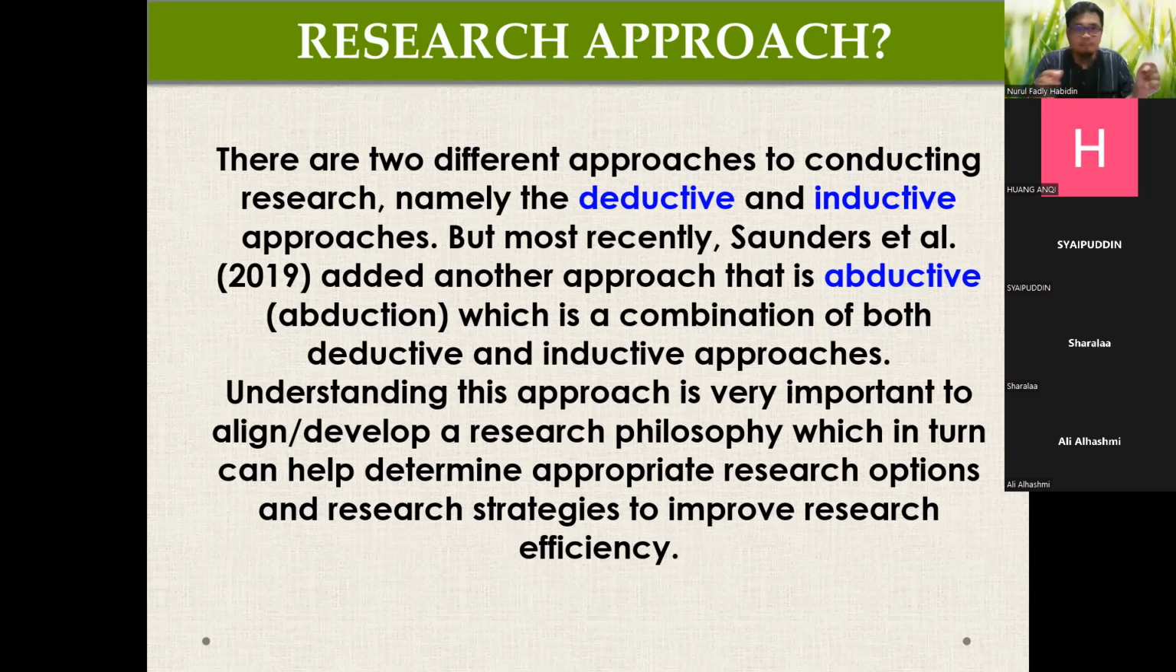If you read books, they write or highlight mono, meaning one. So one means that we have mono method quantitative or mono method qualitative. If I use only qualitative, my method is mono method qualitative. If I use only quantitative, it is mono method quantitative. Okay, understanding this approach is very important. This is a keyword.